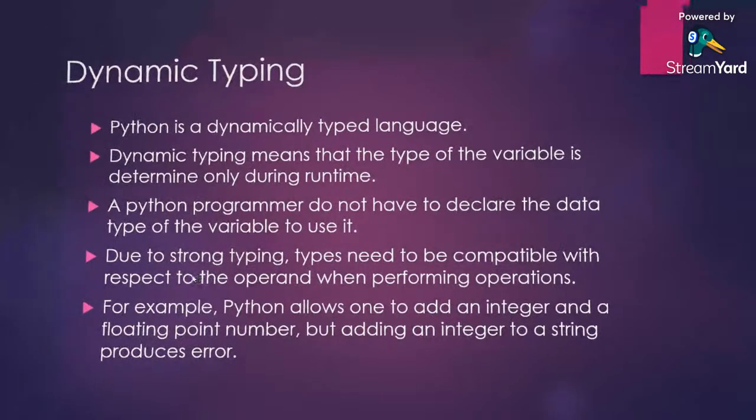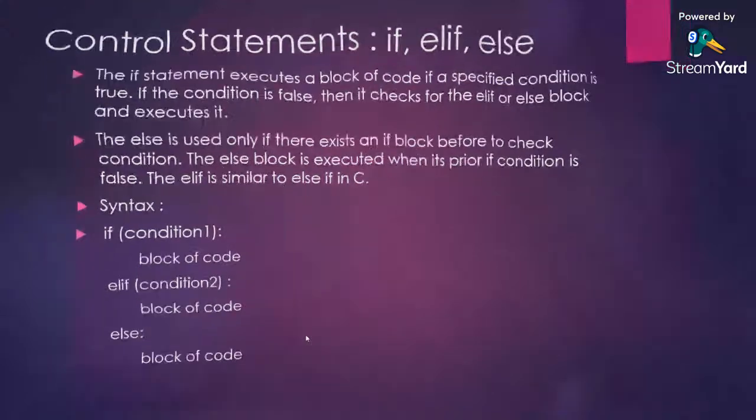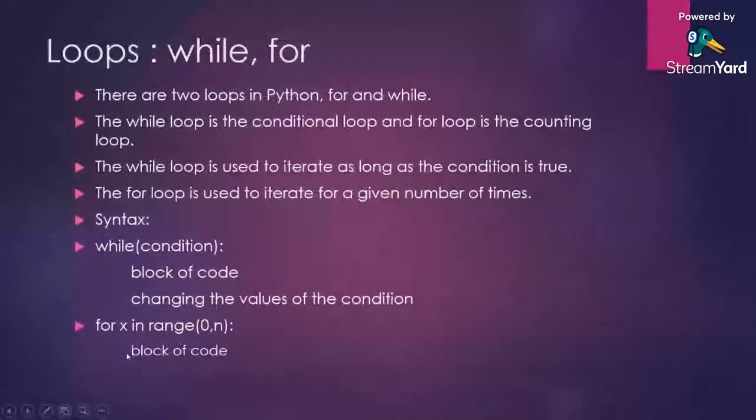Next we saw the control statements and how they are used: if, elif, and else. Elif is very similar to else if, but instead of writing the words else if, we use elif. That is just the keyword. We also saw the loops, the while loop and for loop. We will discuss more about the for loop when we come to lists. We also saw how the while loop works, the block of code, and the syntax.